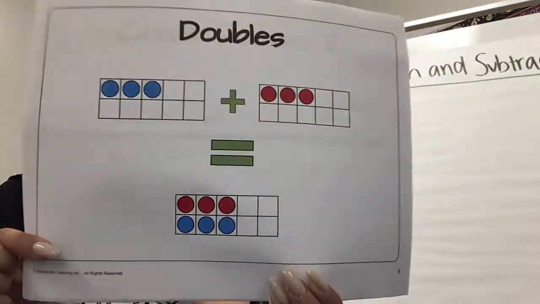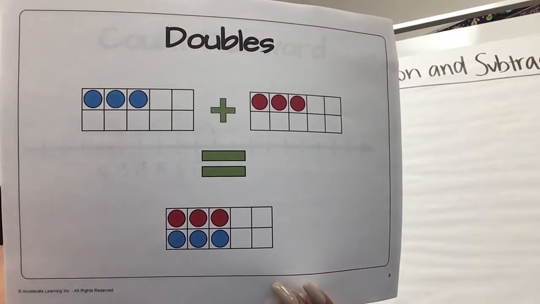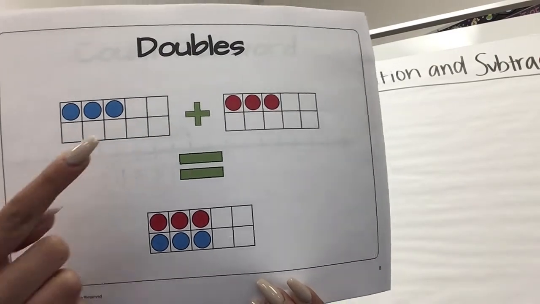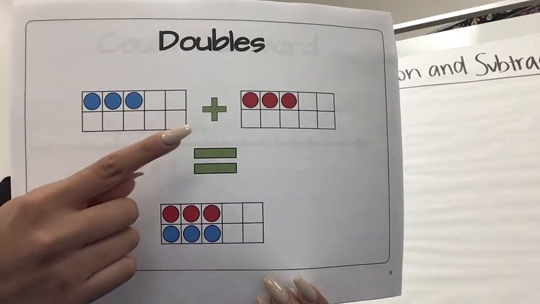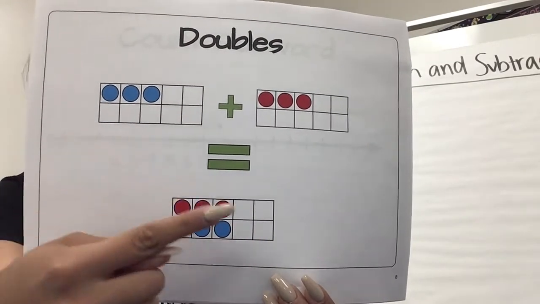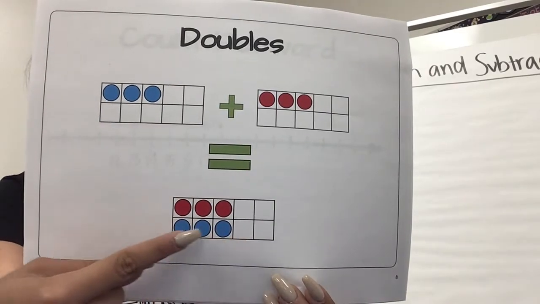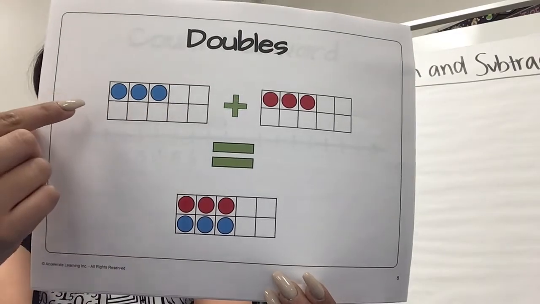Doubles. So you have 1 10 frame that has 3 blue circles and another 10 frame that has 3 red circles. That is the same thing as 1 10 frame that has 3 red and 3 blue. So this equals this.